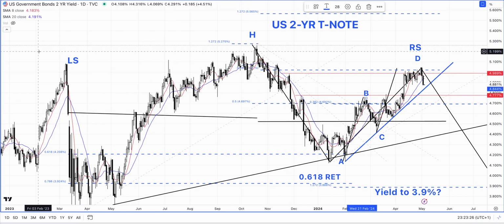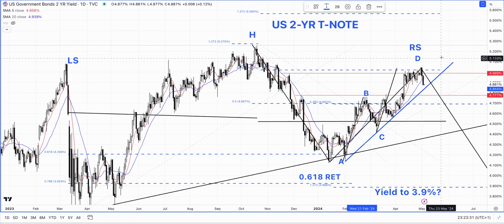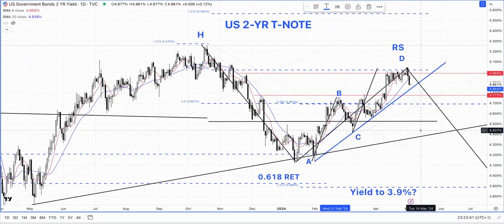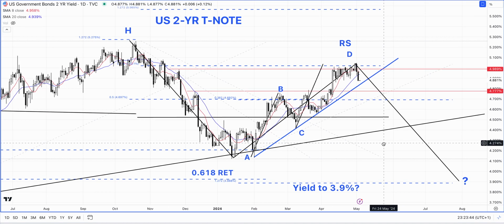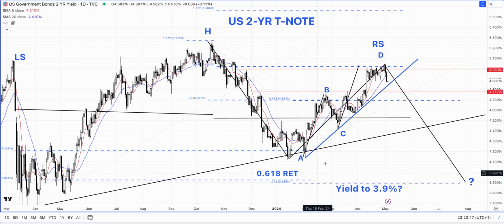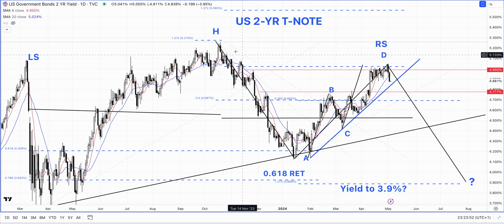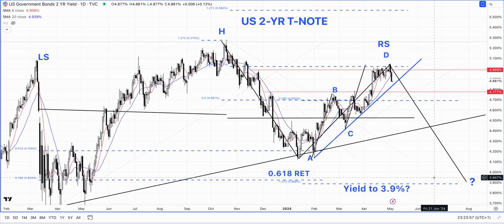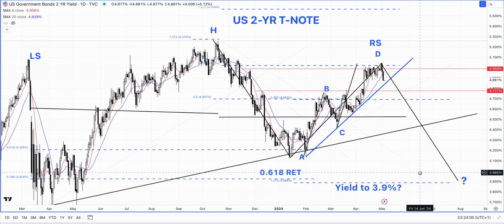So in addition to that, there's a possibility that this is the left shoulder, this is the head, and this is the right shoulder formation, and we might have seen the high in yields for the US 2-year Treasury note for quite some time. There is a possibility for it, and of course there will be some resistance levels in between which we'll take note of. But if there is going to be another one-to-one price projection ABCD, that actually calls for the yields on the 2-year note, believe it or not, to go down to as low as 3.9%.